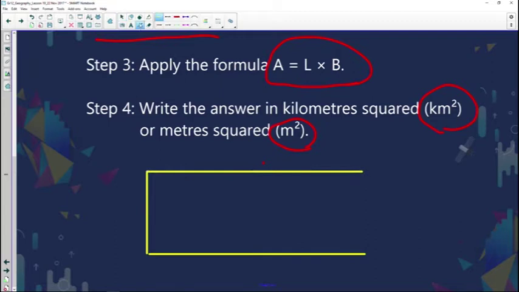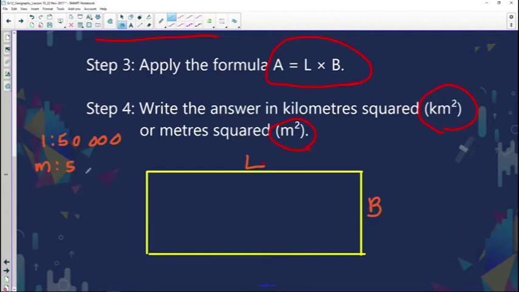If I ask you to calculate the area of this block over here, now very importantly, this is your length, this is your breadth, and let's say for instance this square that we see over here is on a 1 to 50,000 map. Now, to get the correct answer in meters, what do we times the measurement with? 500. If I want to get correct measurement for kilometers, I times it with 0.5.